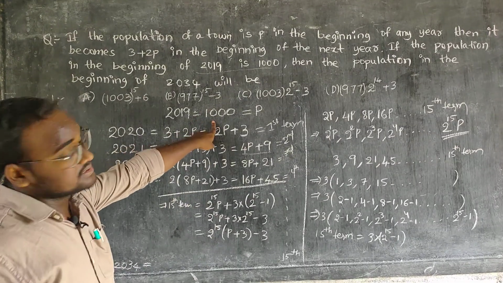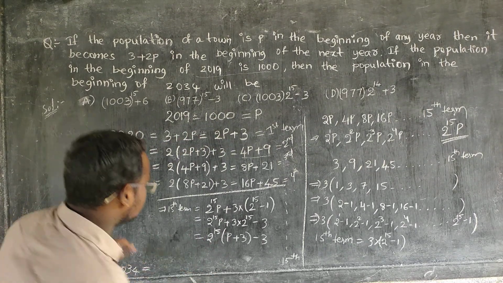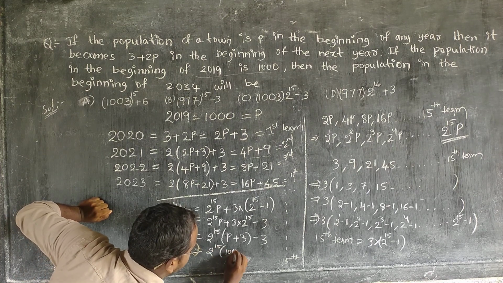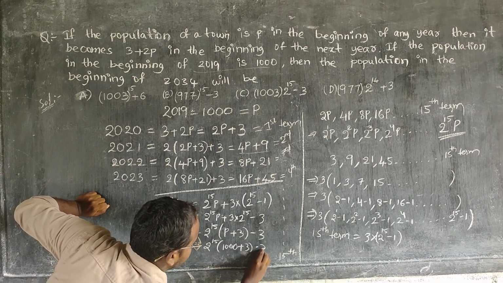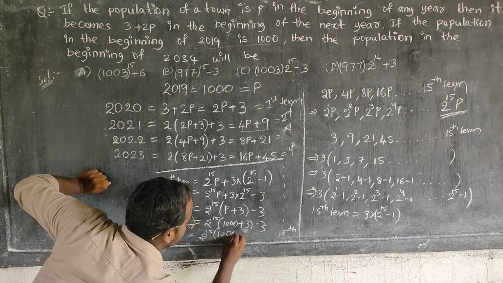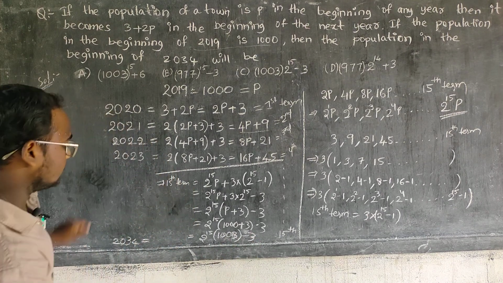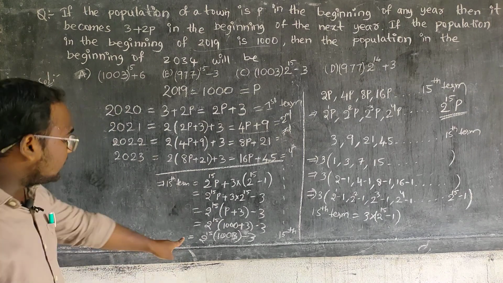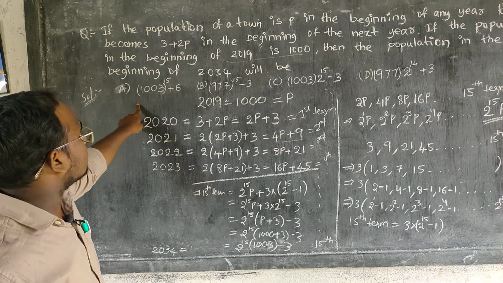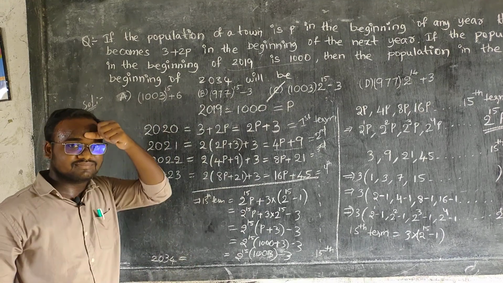What is given is that p is 1000. So, I am substituting this 1000 here. What will be the answer? 2 to the power of 15, 1000 plus 3 minus 3, that is equal to 2 to the power of 15 into 1003 minus 3. This is the population at the beginning of 2034. This is the answer. Where is the option? 1 is not, A is not, B is not, C is the correct option. Okay. Thank you.